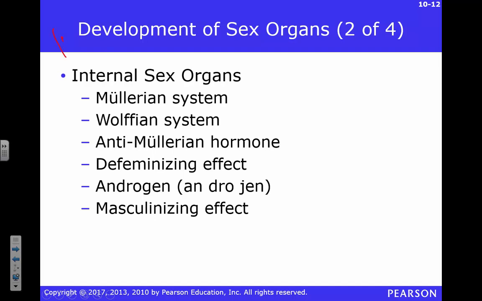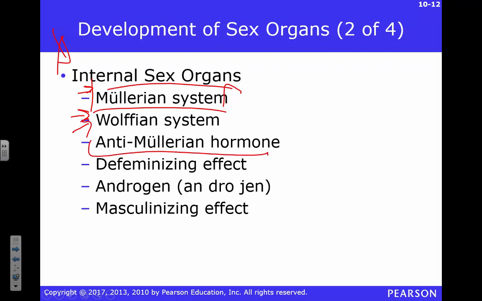If we think about internal sex organs, mostly we're thinking about some of the tubes and ducts and things, ovaries and testes, right? The Mullerian system is going to be in females. The Wolffian system is in males. You need a couple hormones to prevent the development of the Mullerian system and drive that Wolffian system.